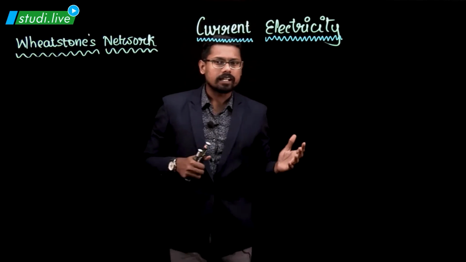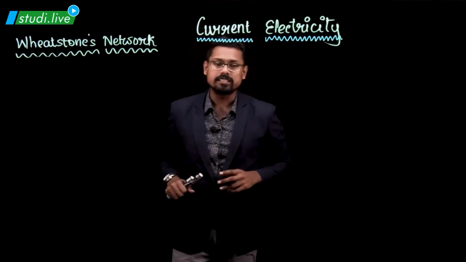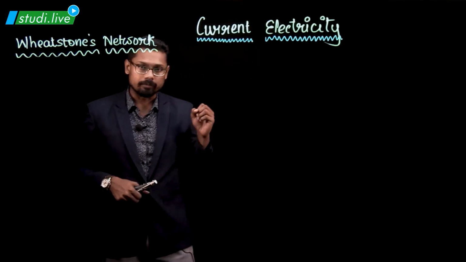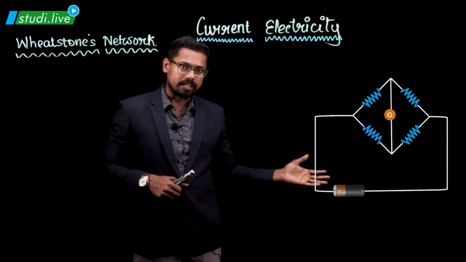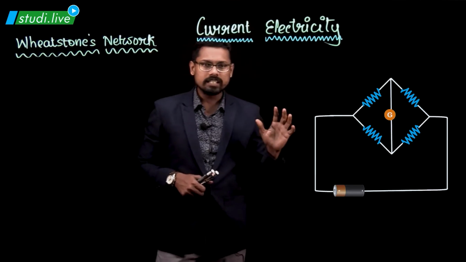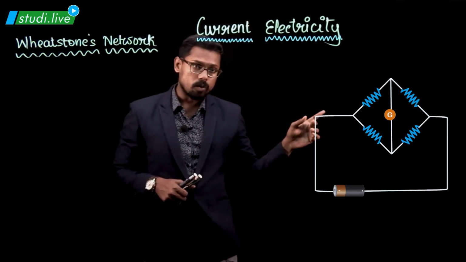So what are the other techniques? One such technique is using a Wheatstone network. What does a Wheatstone network look like? It basically looks like this. This is my Wheatstone network. What can you see here? You can see there are four resistances, the blue ones.